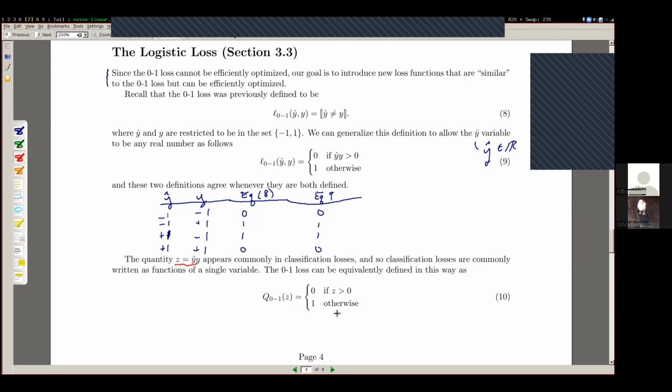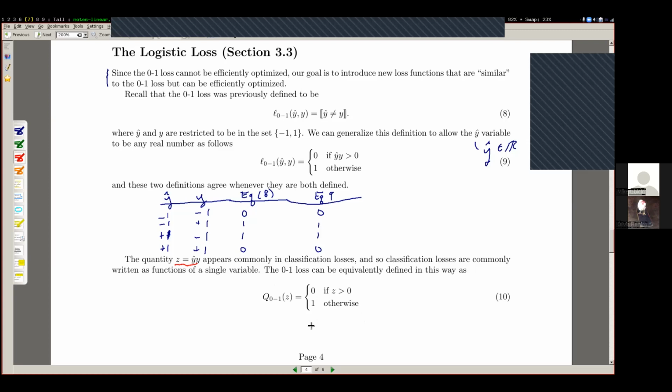So this doesn't in any way look like the original 0-1 loss that we've been talking about since the beginning of the book, but it's in some sense equivalent. So how is this any better? Oh, so the question is, why is this better? Why have we done all this? And next page will say why.